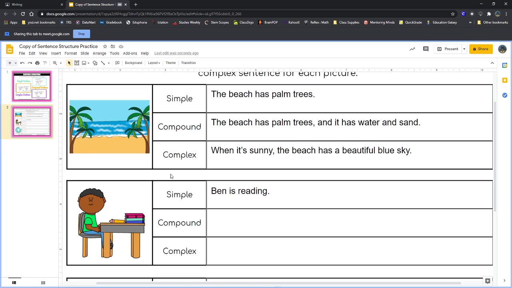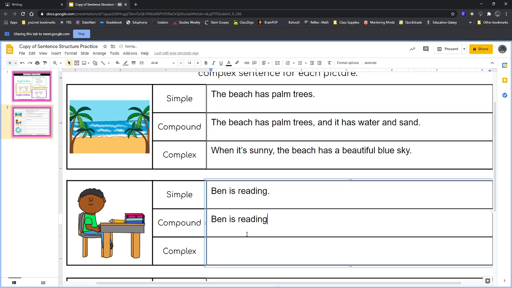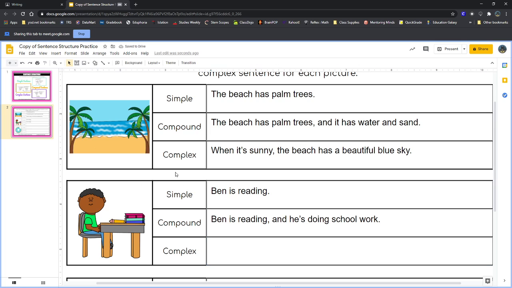Ah, he could be doing schoolwork because he has a pencil on his desk too. So we could say Ben is reading, comma, and he's doing schoolwork. So reading might be part of his work. Maybe he has to read a book and then write about it. Or maybe it's like some of the work that we do, where we have to read stories and then we have questions to answer about the story.